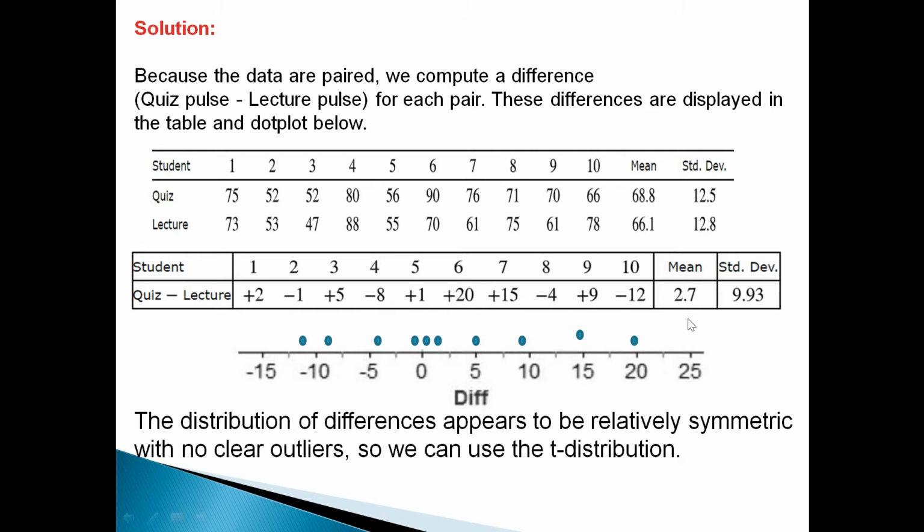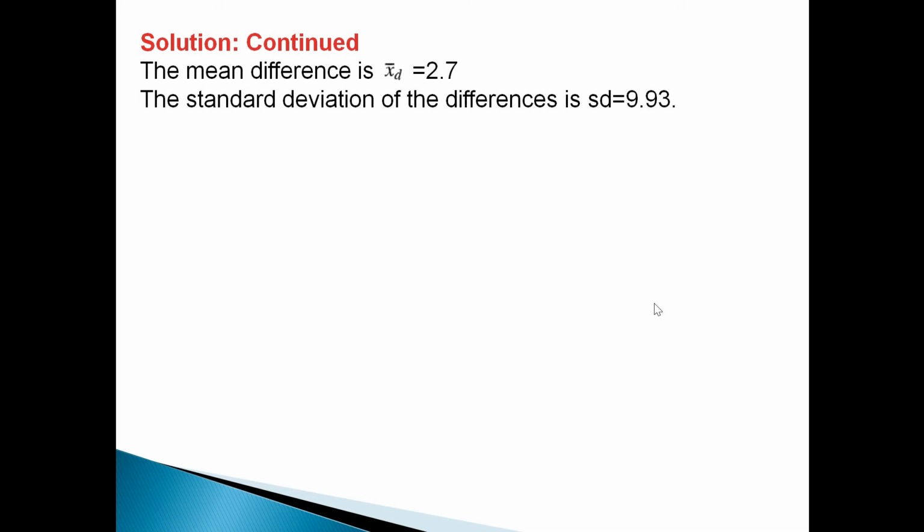Once I'm done, I look at the mean. This will be around here, 2.7, and you can see that I almost have the same number of dots left and right, meaning that my sample is symmetric without any outliers, so I can go ahead and perform the t-distribution. So I know that the mean difference is x bar d equals 2.7, and I know that the standard deviation is 9.93. I'm only missing the t-star.